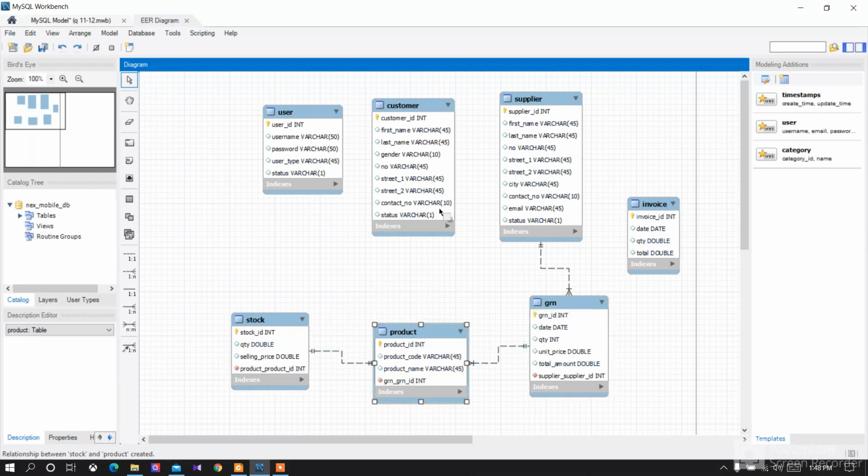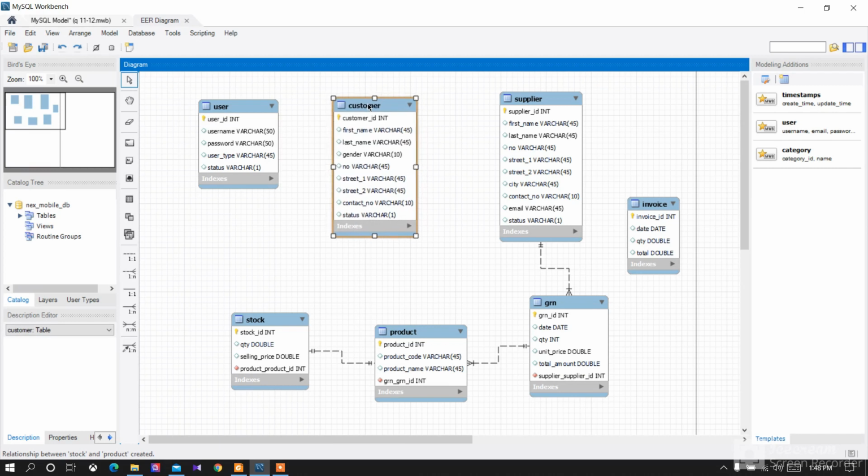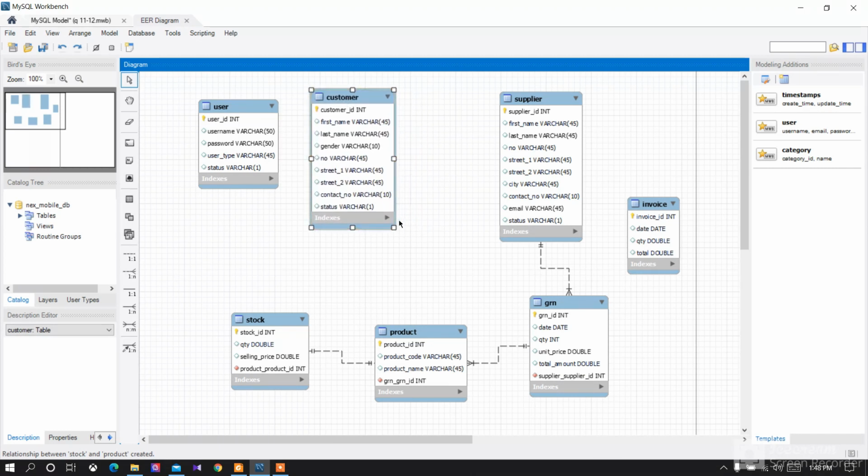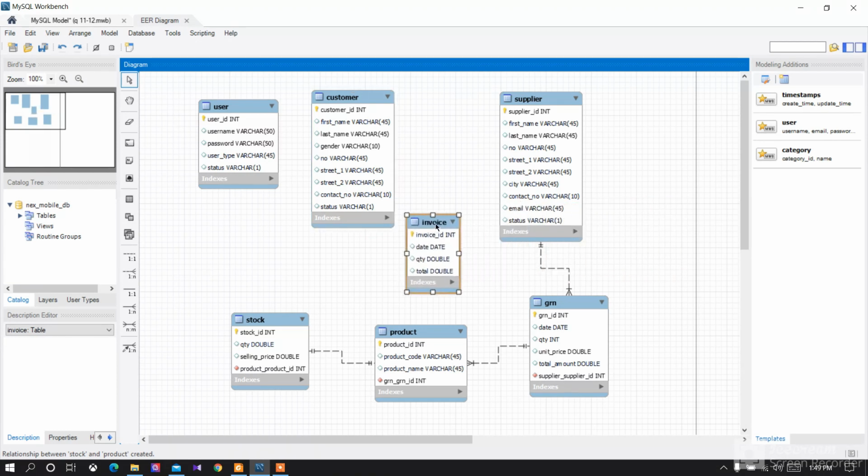In here the fourth one, what is the database relationship between product table and the customer table? Product table and the customer table, there will be many products a customer can buy, as well as one product can be bought by many customers. So there will be a many-to-many relationship between them. That is the place where the invoice table will come.